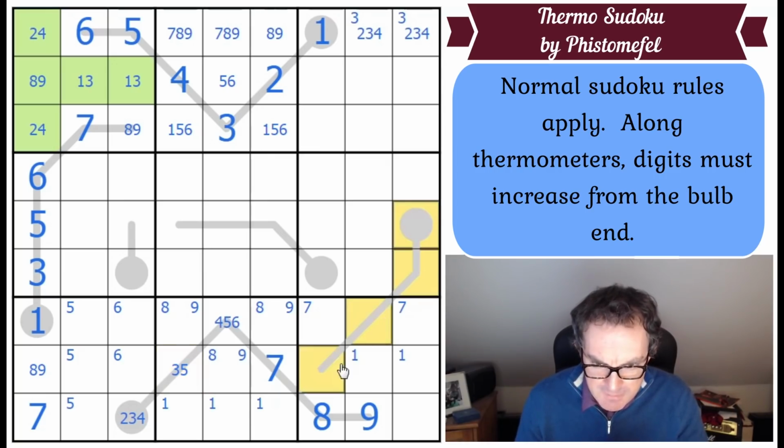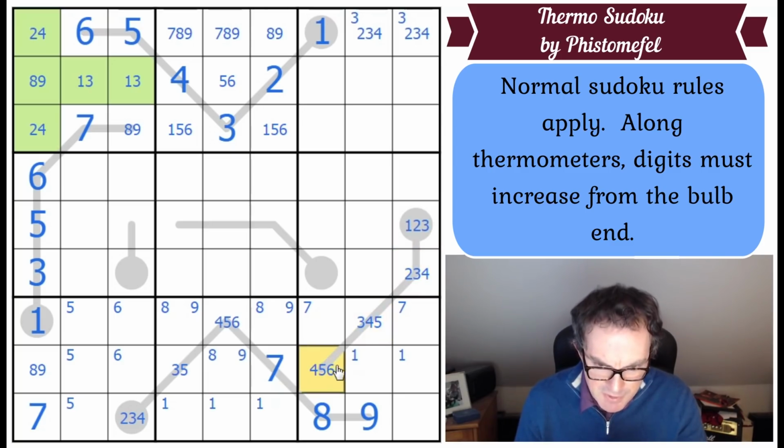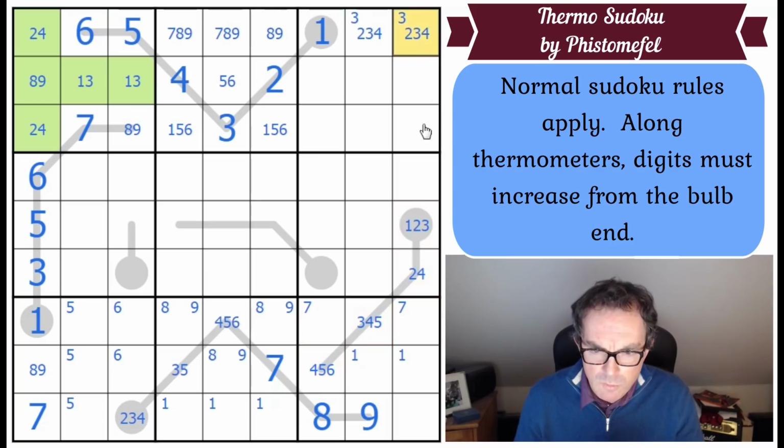This thermometer, though, is more restricted than it used to be. This square here can't be 7, 8, or 9. So its maximum value is 6. 5, 4, 3. So there isn't that much freedom along this thermometer. This can't be a 3. Almost got a triple in the column, but not quite.